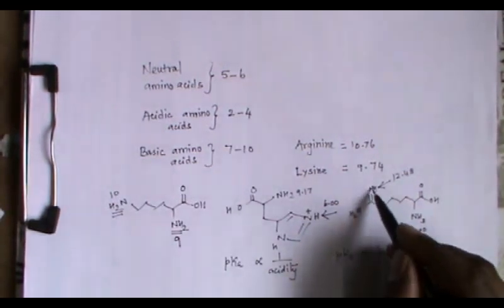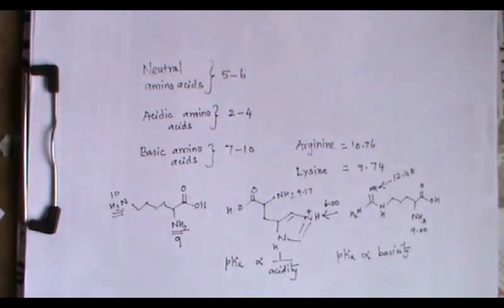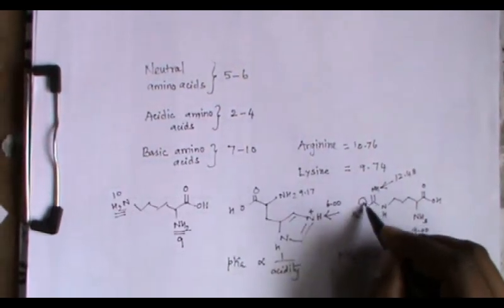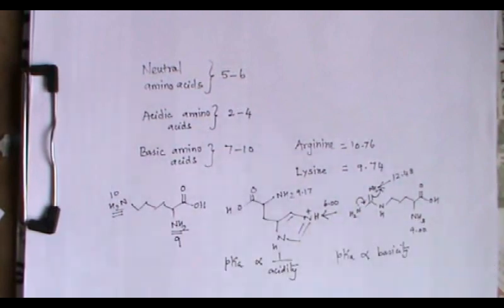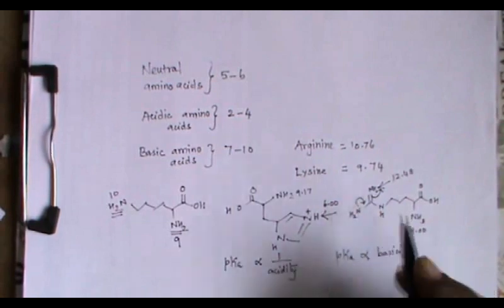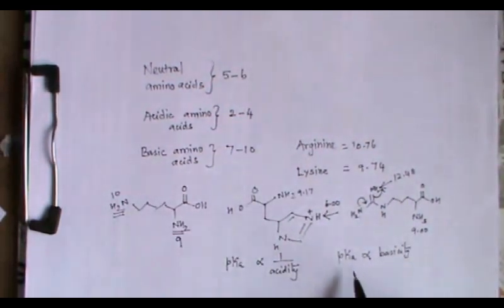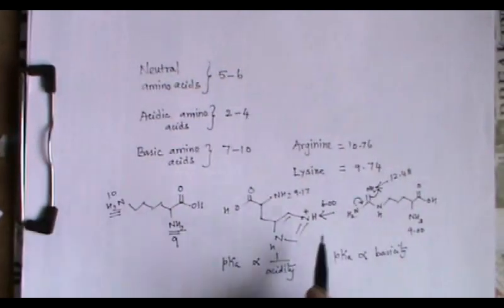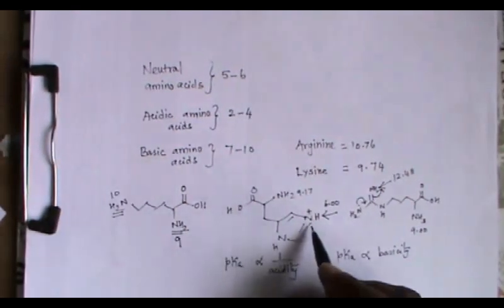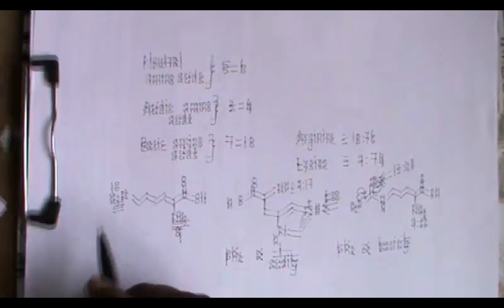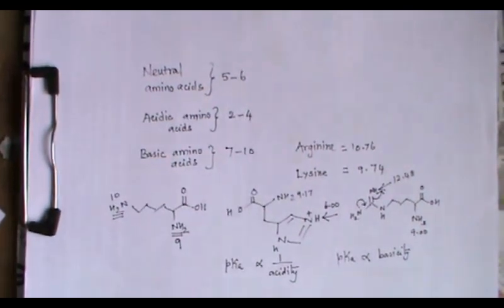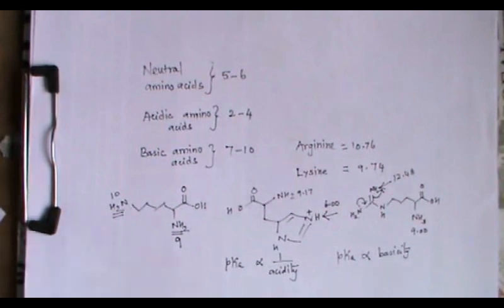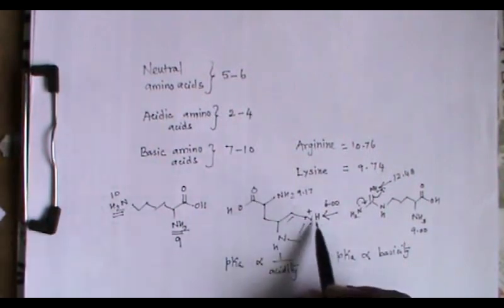In arginine, this NH is more basic. There will be resonance, the lone pair will fall here and this will take the proton. Because of that, this nitrogen will be more basic. That's why the pKa value is very high for this NH. When you compare these two, this is an sp2 hybridized nitrogen and this one is an sp3 hybridized nitrogen. sp2 hybridized nitrogens are less basic compared to sp3 hybridized. That's why the pKa value is less for this NH and more for this.